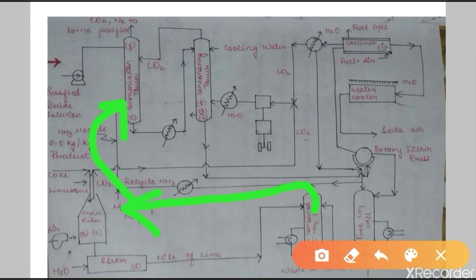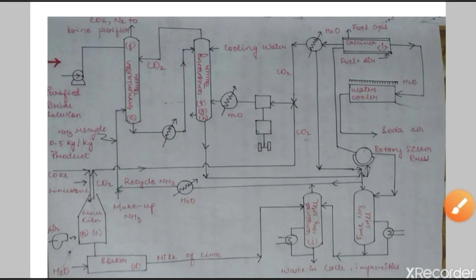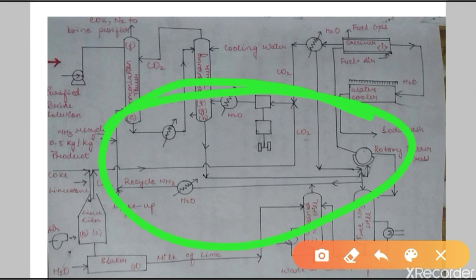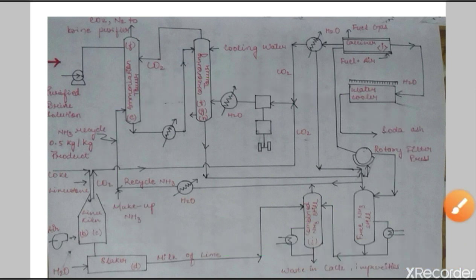So you see, in the ammoniation tower it reacts again with water and gives us ammonium hydroxide, which reacts with chlorine to give us NH4Cl, and then it again comes to this. So this way your ammonia is recycled inside the Solvay industry.